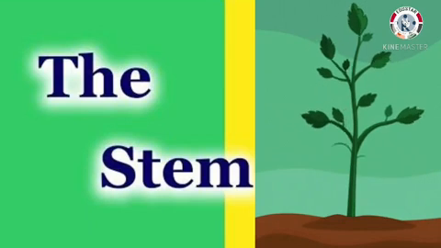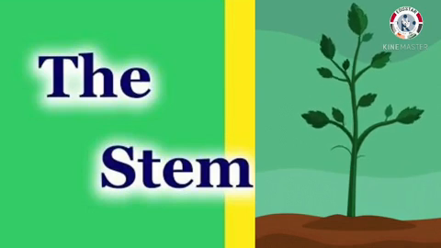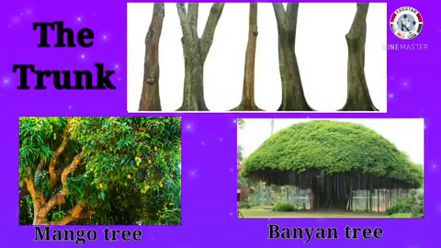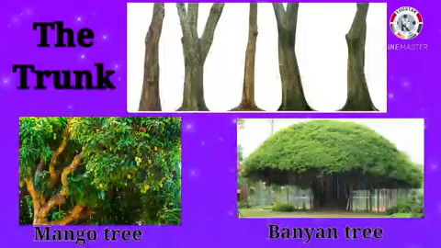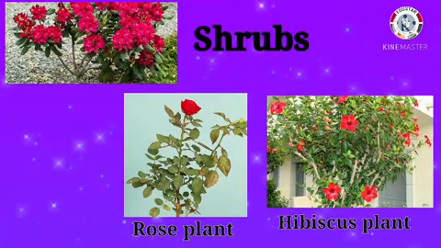Next, the stem. The stem forms the main support of the plant. It usually grows above the soil. There are several types of stem. Big trees have thick and hard stems called the trunk. For example, mango and banyan have thick and hard stems. Next, shrubs have many hard and woody stems. Shrubs such as the rose plant and the hibiscus plant have many hard and woody stems.